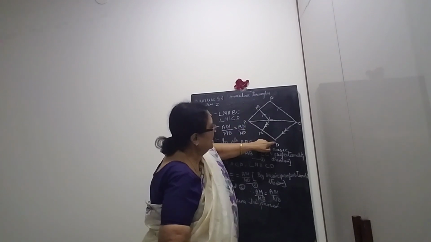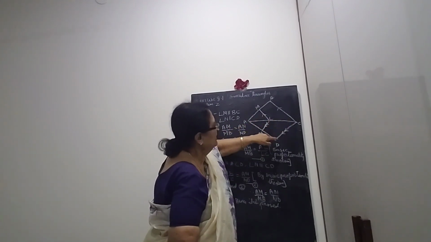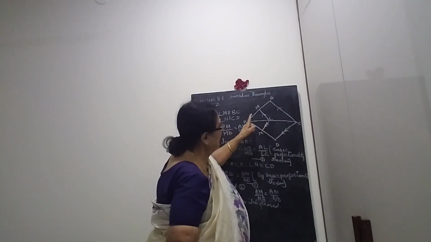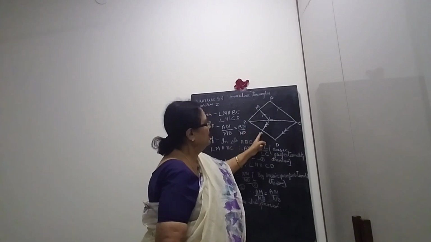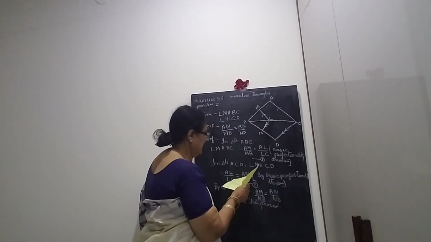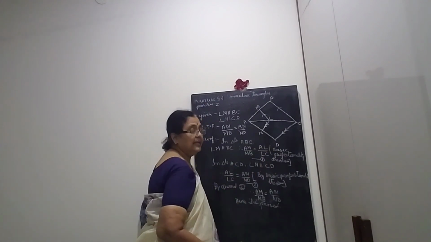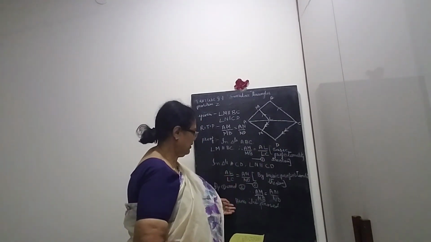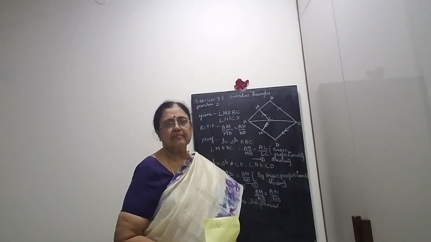And again the triangle ACD, LN is parallel to CD. So it divides AC and AD in the same ratio. Therefore AL by LC is equal to AN by ND. So AL by LC is equal to AN by ND and AL by LC is equal to AM by MB. Therefore by 1 and 2, AM by MB is equal to AN by ND. Got it?